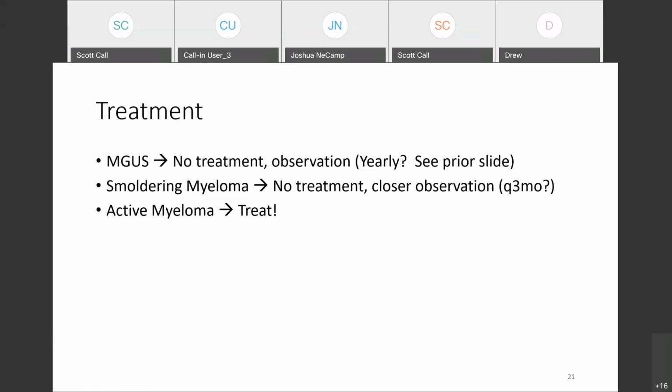Again, active myeloma at this point is the only thing that we treat. There are studies looking at treating high-risk smoldering myeloma or high-risk MGUS, but really active myeloma is the only thing that we would start people on chemotherapy for.